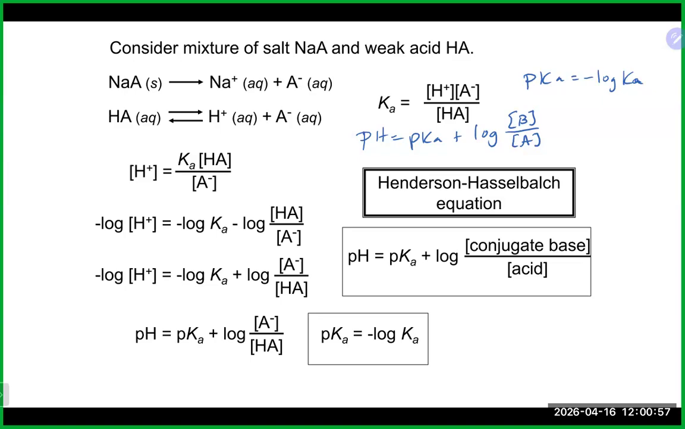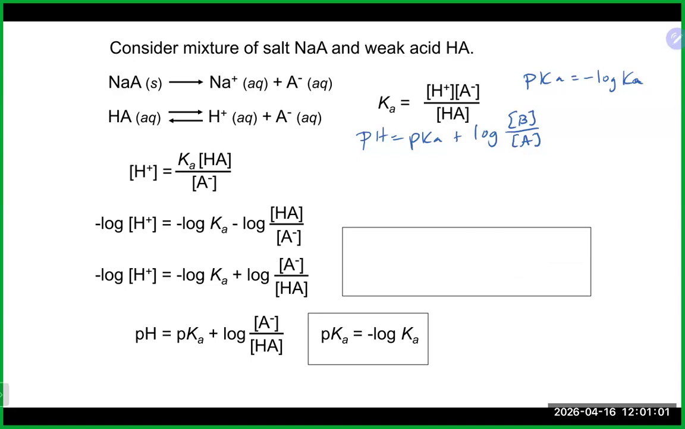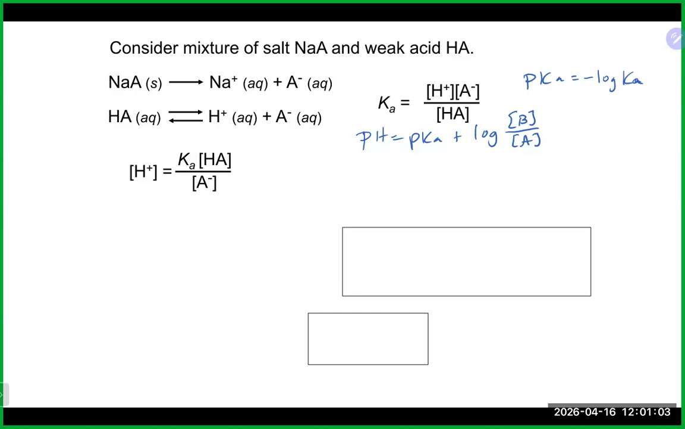Now, I personally am a fan of that equation, and I personally will use the Henderson-Hasselbalch equation in all situations. It could be an acidic buffer, a basic buffer, a neutral buffer. You can really use it in any situation.